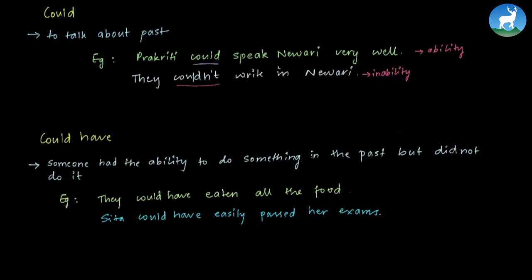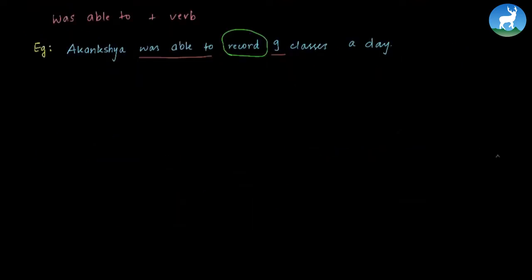People could have eaten all the food, but they didn't. Now here's the last structure that we have, which is "was able to" plus verb. So Akanksha was able to record 9 classes a day. This is the ability of a person in the past that they had already utilized.